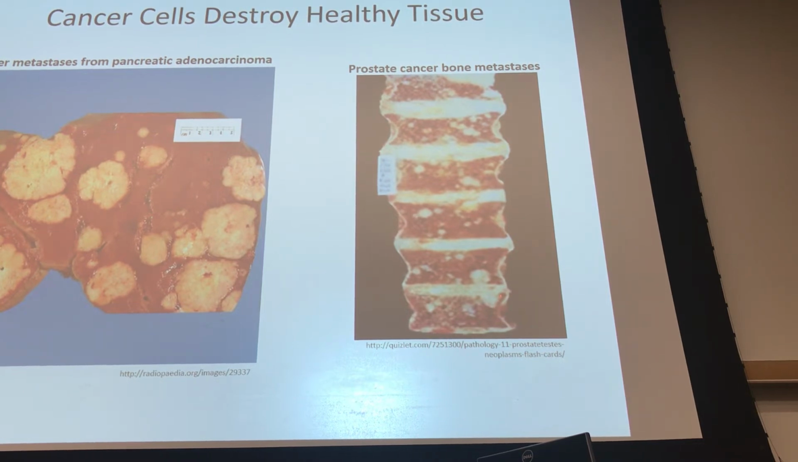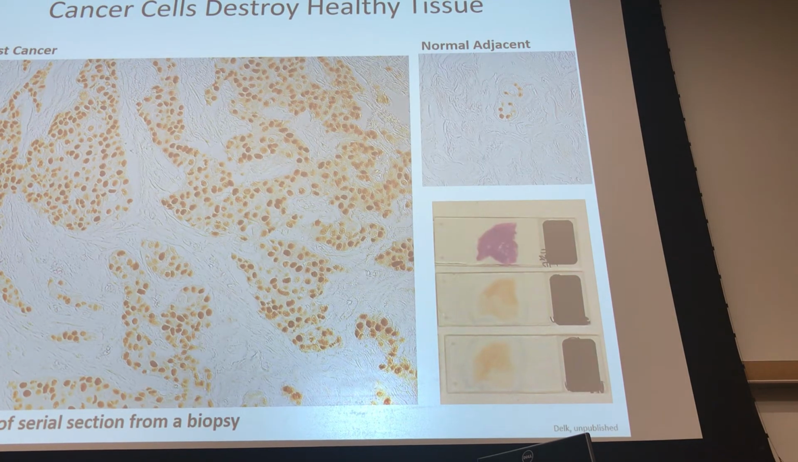This is what a person that has prostate cancer has in the bone. So here's the bone marrow. It should be this red material here, but you can see all these white spots. That's the tumor cells taking over that healthy tissue. So the cancer cells, when they spread, are destroying the healthy tissue.